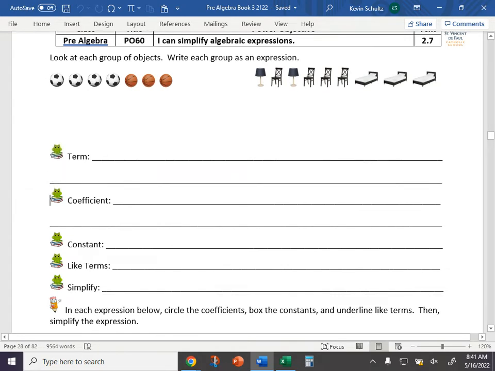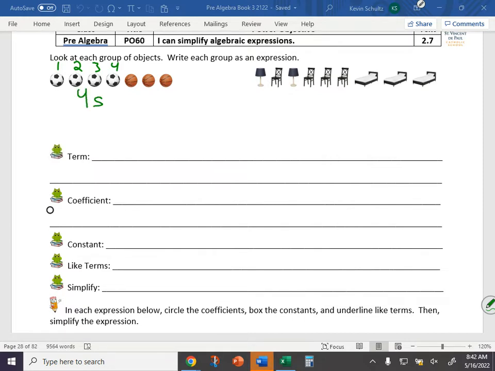Okay. And let's just start not talking about numbers and variables, but about objects. Soccer balls and basketballs. Now, we could say that I've got a soccer ball and a second soccer ball and a third soccer ball and a fourth soccer ball. Or I could just say I have 4 soccer balls. 4S. Right? And we could represent that using 4S, okay? S representing a soccer ball. 4 being how many we have, okay?